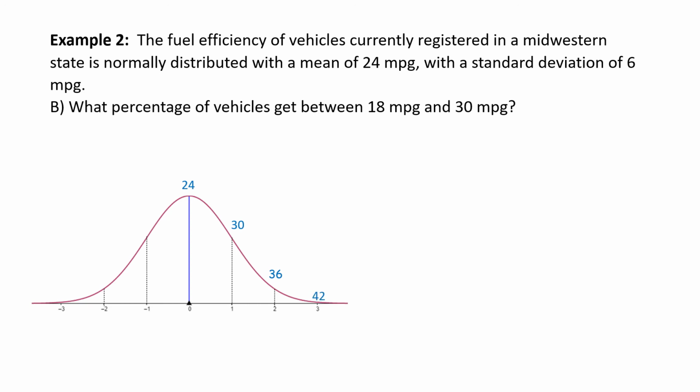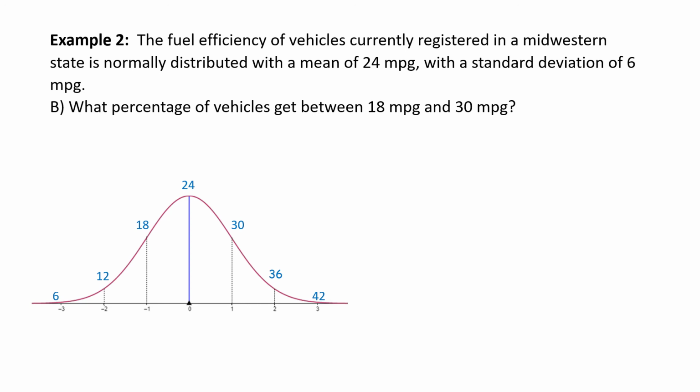Now let's go below the mean. So 1 standard deviation below the mean of 24 is 24 minus 6, or 18. Continuing to the left, 18 minus 6 is 12. And finally, at minus 3 standard deviations, the miles per gallon is just 6 miles per gallon.